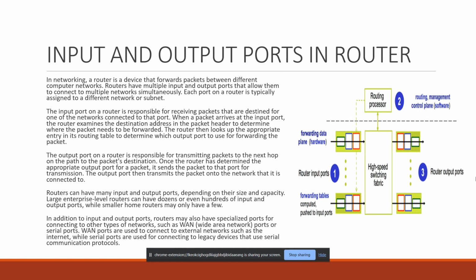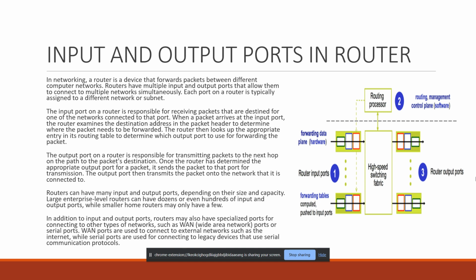The router then looks up the appropriate entry in the routing table to determine which output port to use for forwarding the packet. The output port on a router is responsible for transmitting packets to the next hop on the path to the packet's destination. Once the router has determined the appropriate output port for a packet, it sends the packet to that port for transmission. The output port then transmits the packet onto the network that it is connected to.